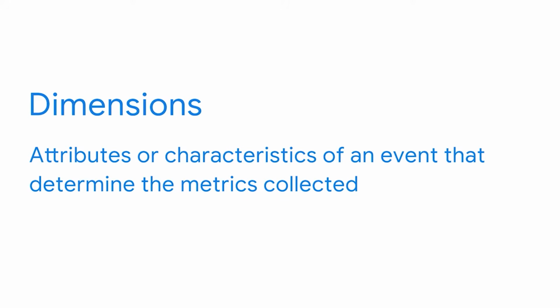Dimensions are the attributes or characteristics of an event that determine the metrics collected. You can use dimensions to collect how users arrive on a website or app. For example, do they arrive after performing a search or clicking an emailed link? Dimensions also help collect what devices were used to visit a website. If specialized metrics are collected, custom dimensions are added.